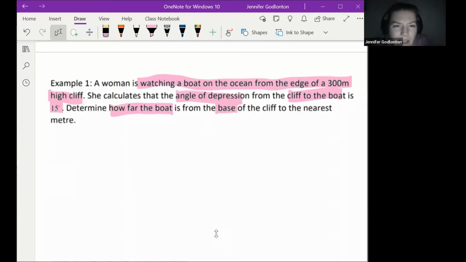Belukazi, the line is looking good, but your angle of depression needs to be from the straight line going to the line that looks at the boat, not from the line to the cliff.